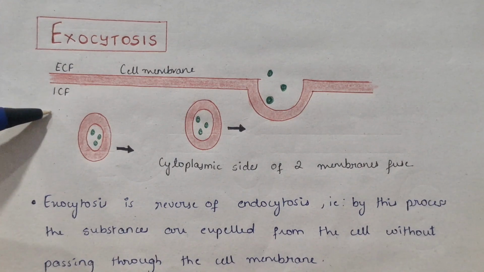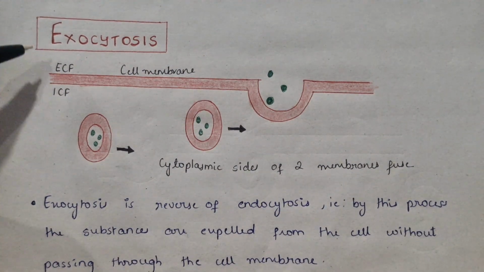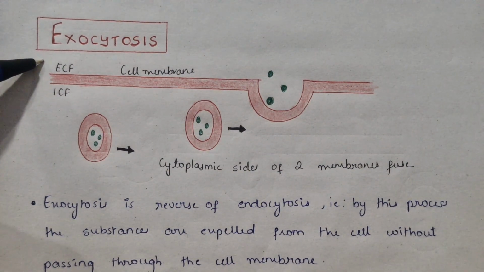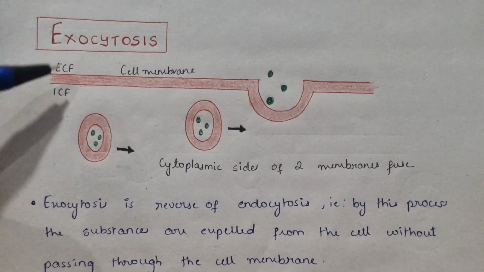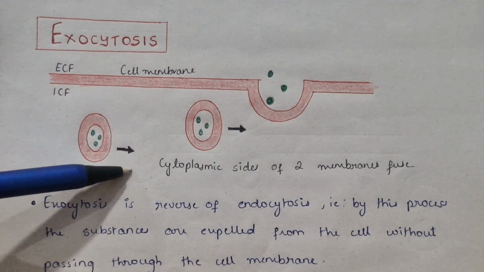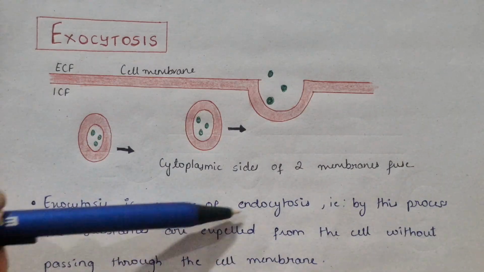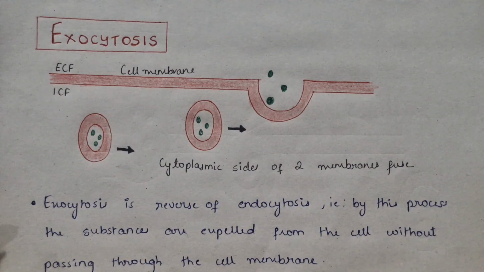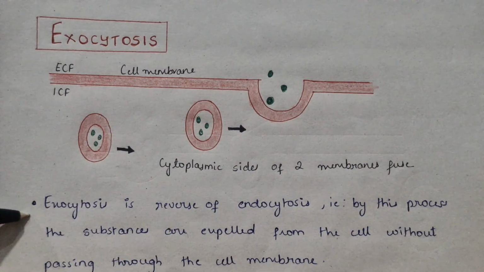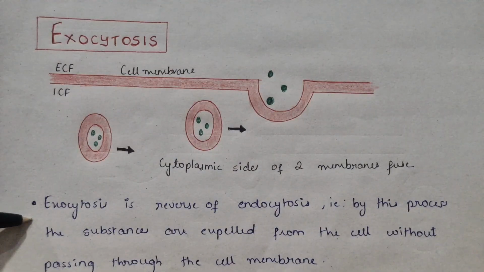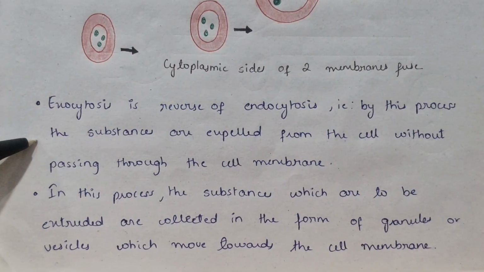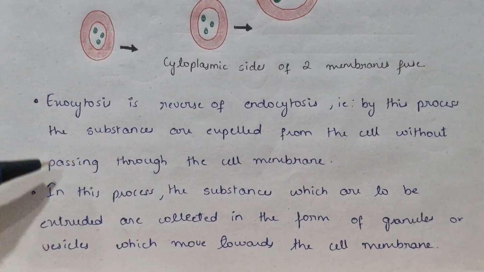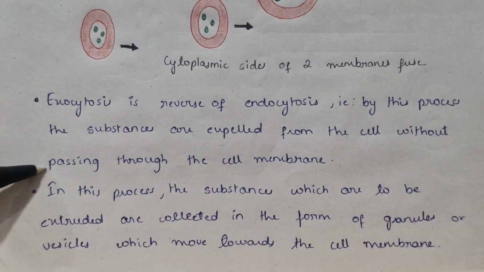Under vesicular transport, after endocytosis, the next one is exocytosis. So this is the ICF, we have the ECF, the cell membrane, and the cytoplasmic sides of the two membranes fuse. Exocytosis is the reverse of endocytosis. That is, by this process, the substances are expelled from the cell without passing through the cell membrane.